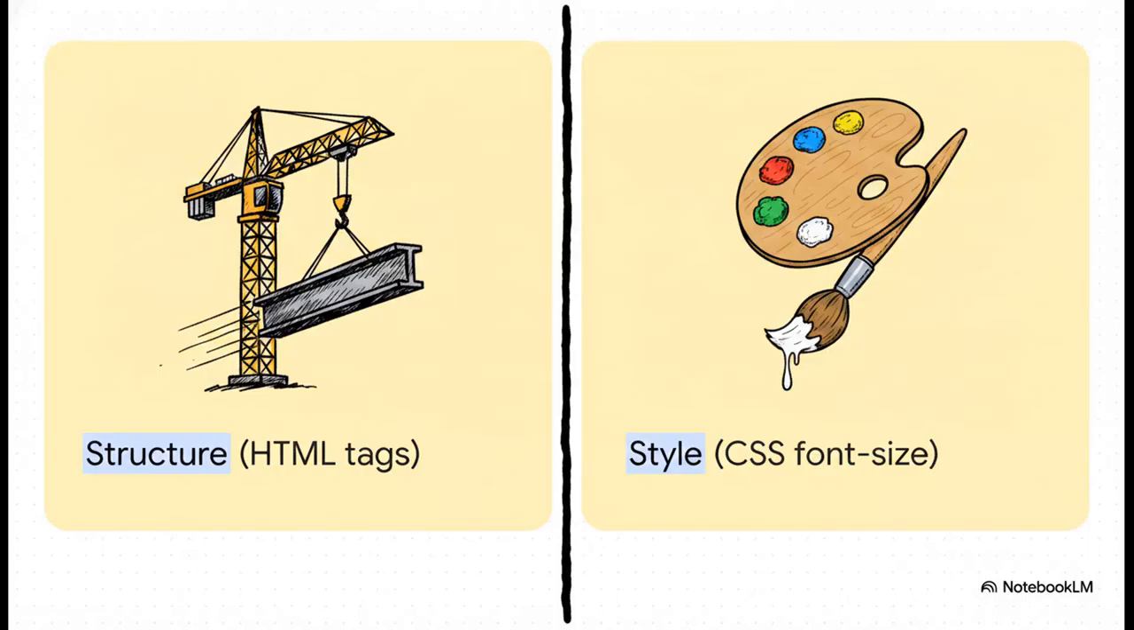Let's actually compare these side by side to really drive this home. HTML is purely for structure. Its only job in the world is to declare what the content is. Is it a heading? Is it a paragraph? Is it an image? CSS, on the other hand, cascading style sheets, is purely for style. Its job is to declare how the content looks. What's the font size? What's the color? By separating these two concepts in your mind, you essentially unlock the ability to write clean, professional-grade code.